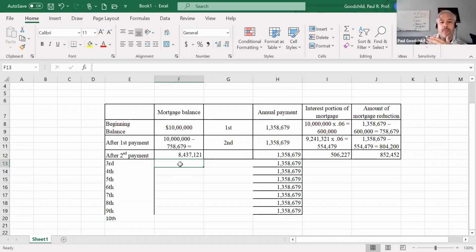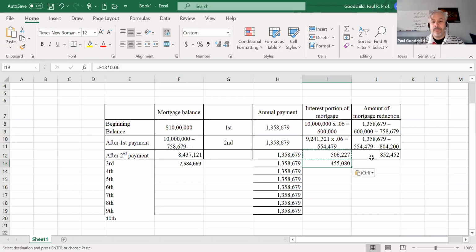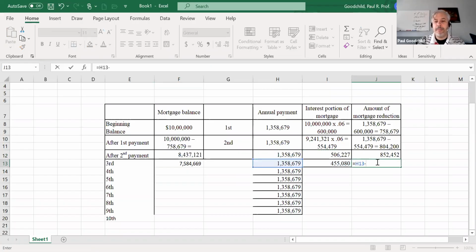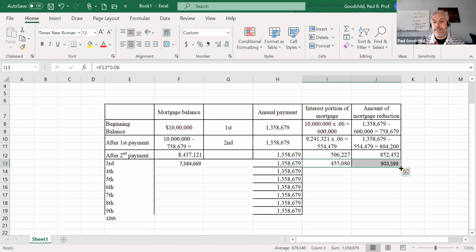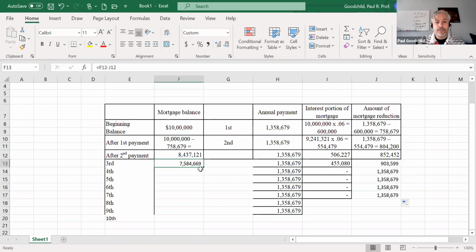So here now we've made our second payment. And so this is going to equal the principal balance at the beginning of the year minus what was applied to the principal. And then this will equal that balance. And then here, the million payment minus the interest. So these will be like this. And then this one.